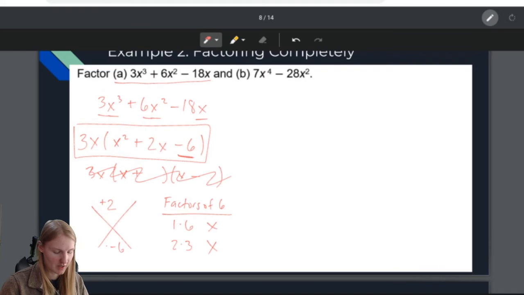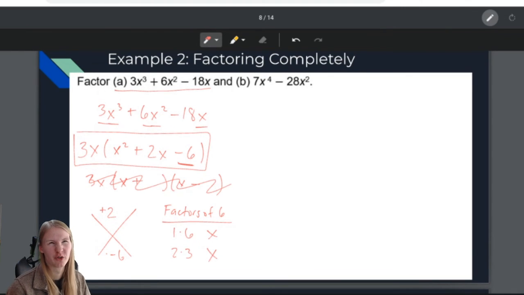I won't do that to you on a test. On a test, I won't give you quadratics that you can't factor like that. That's a little bit tricky.